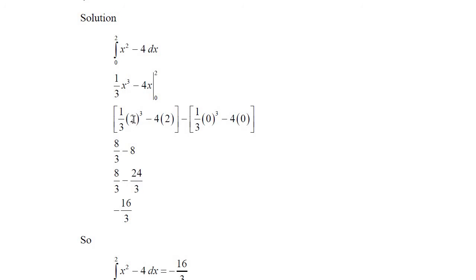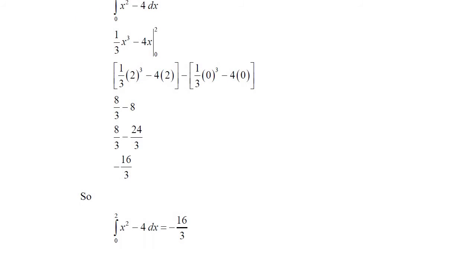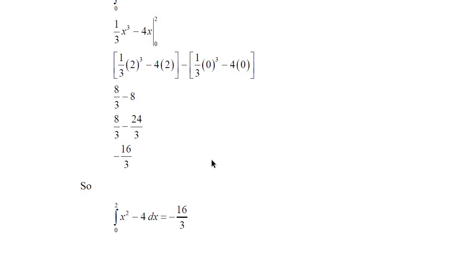So 2 cubed is 8. 1/3 times 8 is 8/3. Minus 4 times 2 is 8. And the second bracket is going to calculate to 0. So getting a common denominator, I have 8 over 3 minus 24 over 3, which gives me negative 16 over 3. So the definite integral from 0 to 2 of x squared minus 4 dx is negative 16 over 3.